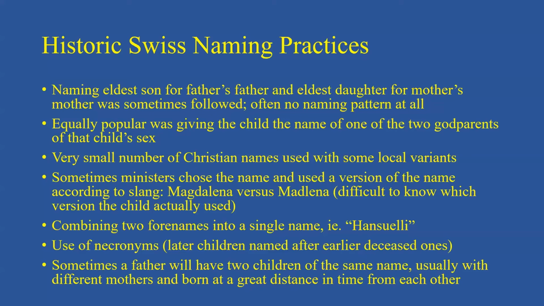Sometimes a child will have 2 names, like Hans Uli. Usually this will appear in later records. Occasionally after 1800, you will find the 2 names combined, Hansuli. The variant should be recorded as one single name. It is very common in Switzerland for a later child to be named after an earlier child who died, the process known as necronyms. Finally, you will sometimes find 2 identical names for 2 different children in a family, both of whom lived.